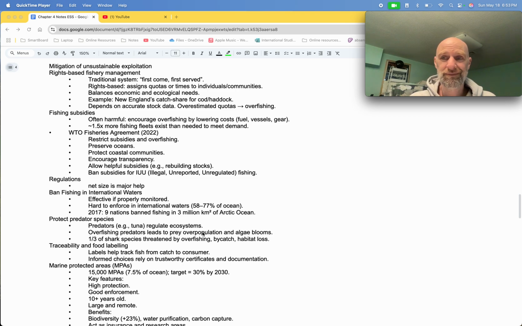Remember what subsidies are. It's where the government pays into things to make them cheaper, like gasoline subsidies. And it goes for green technology too, like solar panel subsidies, which are what really put solar panels on houses. So, there are 1.5 times more fishing fleets than needed to meet the demand. So, it's unfortunately Darwinism a little bit. Some people have got to go out of business.